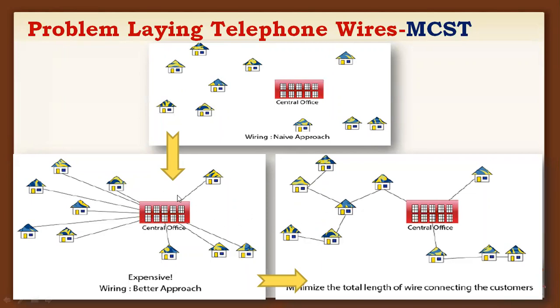So from the central office, we can connect directly all the possible or available ways. This is one way of connecting the telephonic connections. From the central office, I can make a direct connection to each and every individual house or office. This is one way of establishing the telephonic wire connection.